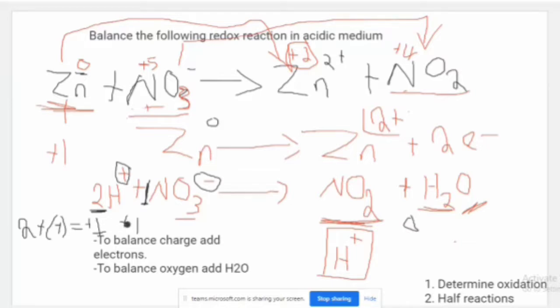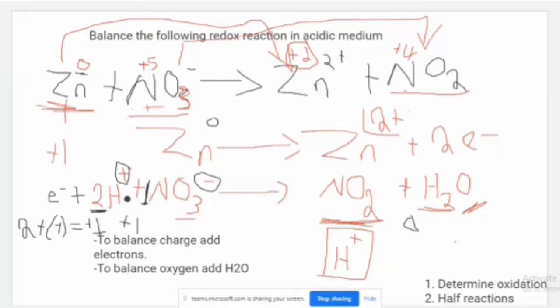So what are we going to do to balance charge? Positive 1 on this side, right? Yes, on the reactant side. So what are we going to add to balance it? Negative 1. Correct. Thank you very much. So we're going to add negative 1, which is 1 electron.